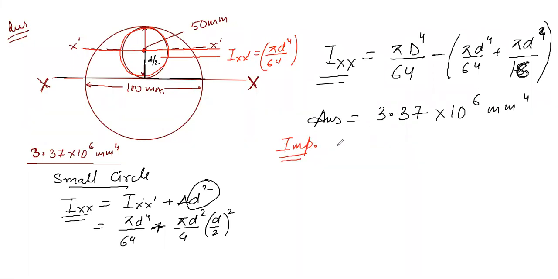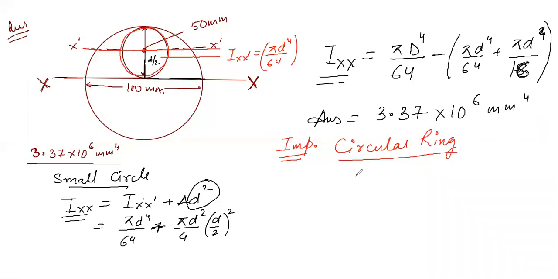If I say a circular ring, you all know the moment of inertia of a circular disk: it is pi d to the power 4 by 64 about the x-axis or about the y-axis. Similarly, the polar moment of inertia is pi d to the power 4 upon 32. But if I say a circular ring, what is the significance or definition of a circular ring?